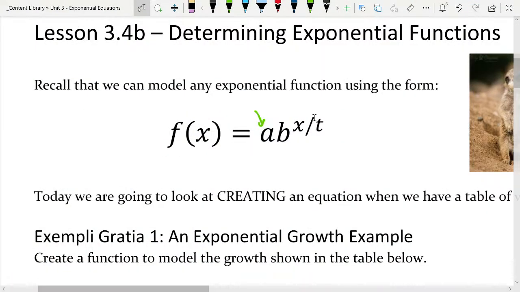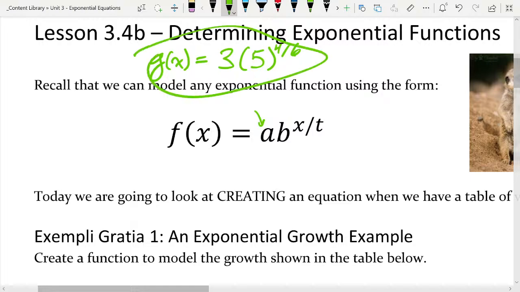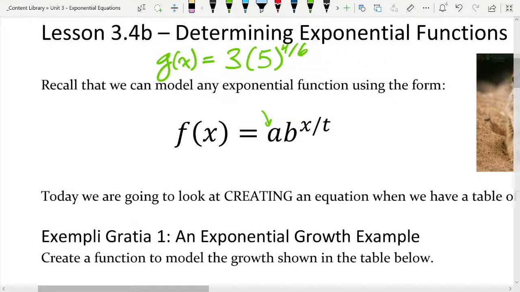When we're talking about an exponential function like this, what do each of these letters represent? What do they mean? In other words, if I made one of these and said, I don't know, g of x equals 3 times 5 to the exponent 4 over 6. What could you interpret it? Could you tell me what that function is doing? This one right here. What is it saying to do mathematically?